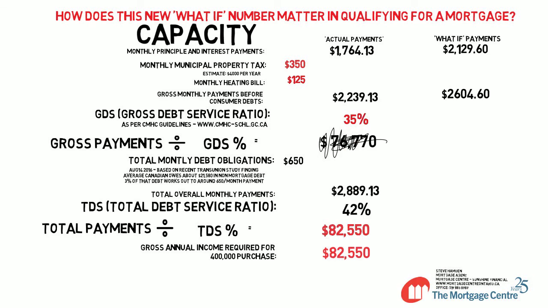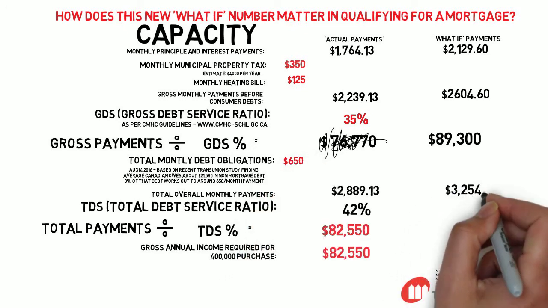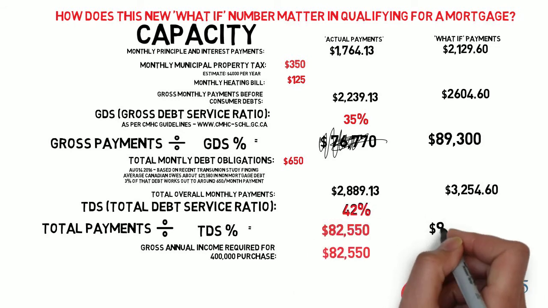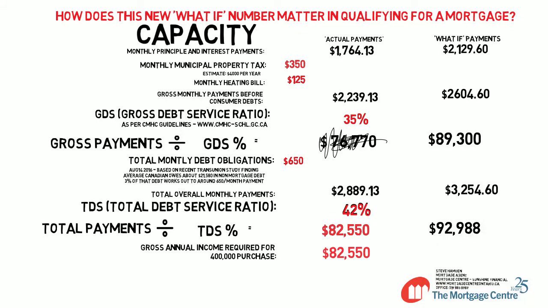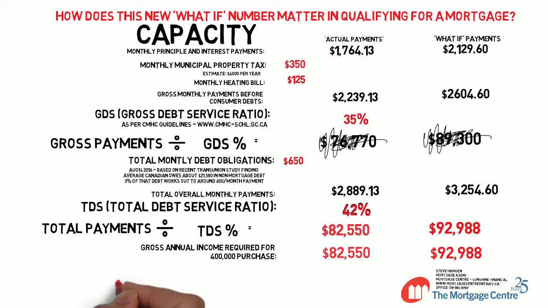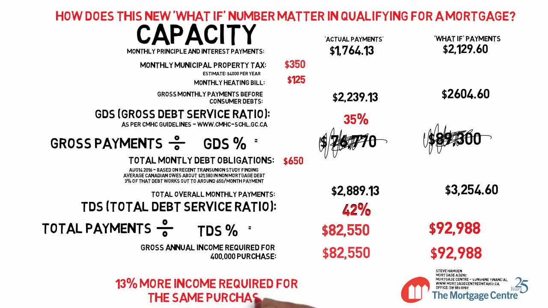So we take that, we divide it by the 35% to give us $89,300 as the income required if there was no other debts. However, in this situation, we're assessing a $650 monthly debt obligation, which would mean that we would need a $92,988 income based on the 42% debt service ratio number. We would then pick the highest of the two as what would be required for this property. So the 9288 is 13% higher than what was required elsewhere. So, you know, that's a big change.